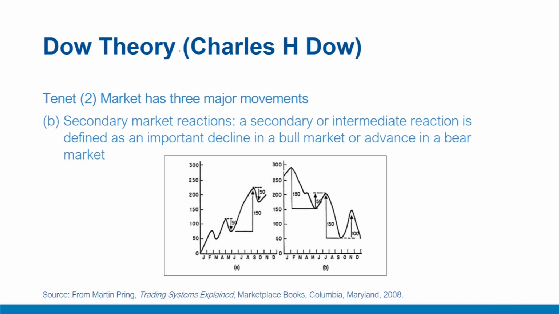Secondary market reactions or intermediate reactions like these. A secondary or intermediate reaction is defined as an important decline in a bull market or advance in a bear market. For example, this advance in the bear market or decline like this in the bull market, usually lasting from 3 weeks to many months, during which interval the movement generally retraces from 33 to 66% of the primary price change since the termination of the last preceding secondary reaction.